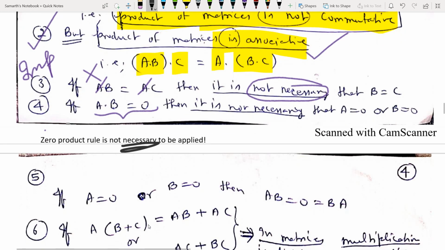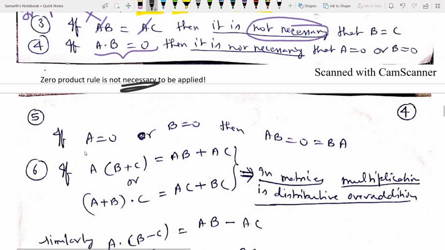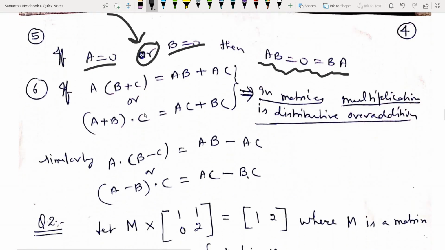Then coming to one more property, if A is equal to 0, meaning a null matrix, and B is equal to 0, meaning the second matrix is also a null matrix, then we can say that the product AB, or BA, will also be a null matrix. But the condition for this is that both the matrices are null matrices.